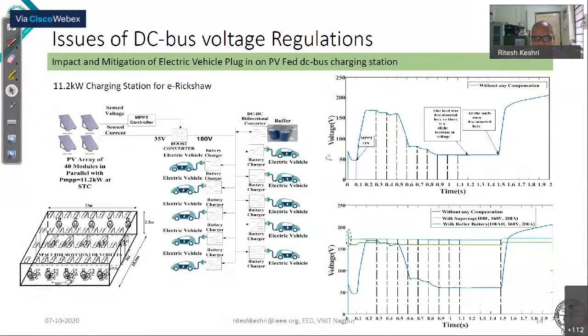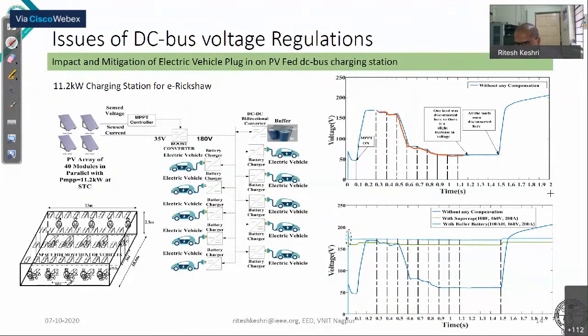Let me go back here. This is the case explained here, in which 10 vehicles are considered and the drop is taking place. You see that one by one we are connecting the vehicles. When you connect one, there is some drop in the bus voltage. Connect the next, again a drop, again a drop. So this drop is taking place with the connection of the different vehicles.